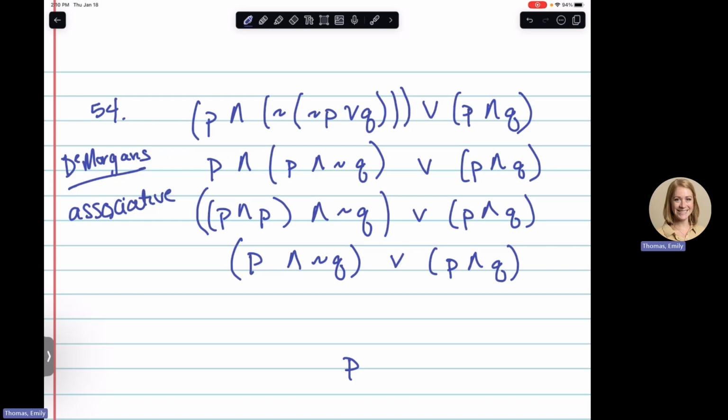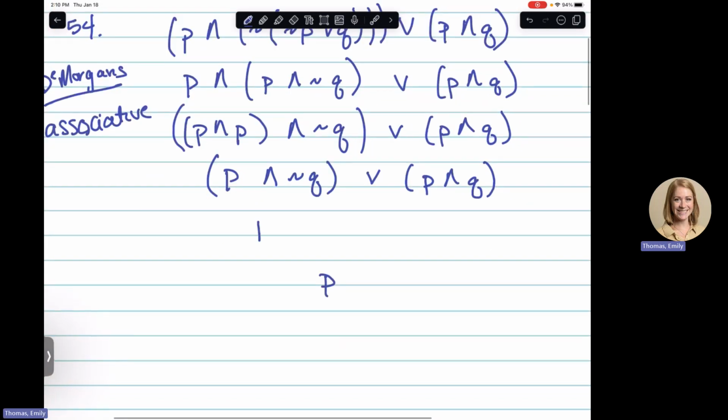Yeah, we're going to undistribute that P and. So it's going to look like P and then not Q or Q.